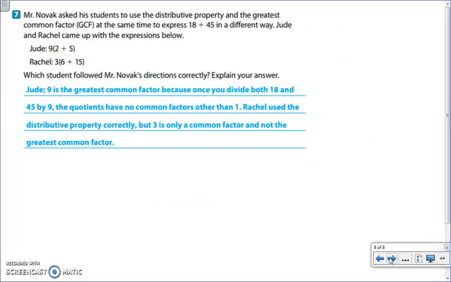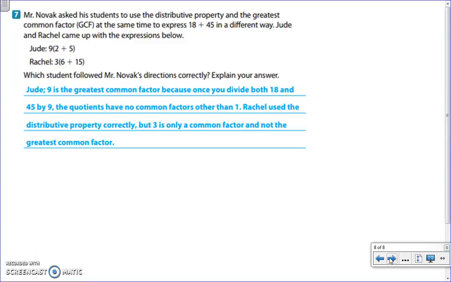Finally, it says, Mr. Novak asked his students to use the distributive property and the greatest common factor at the same time to express 18 plus 45 in a different way. Jude and Rachel came up with expressions below. So which student followed Mr. Novak's directions correctly? Explain your answer.